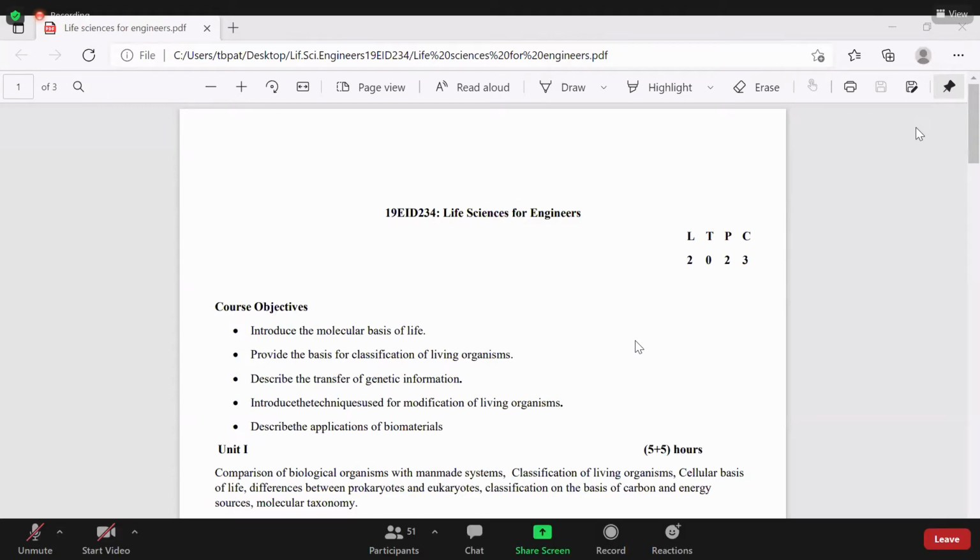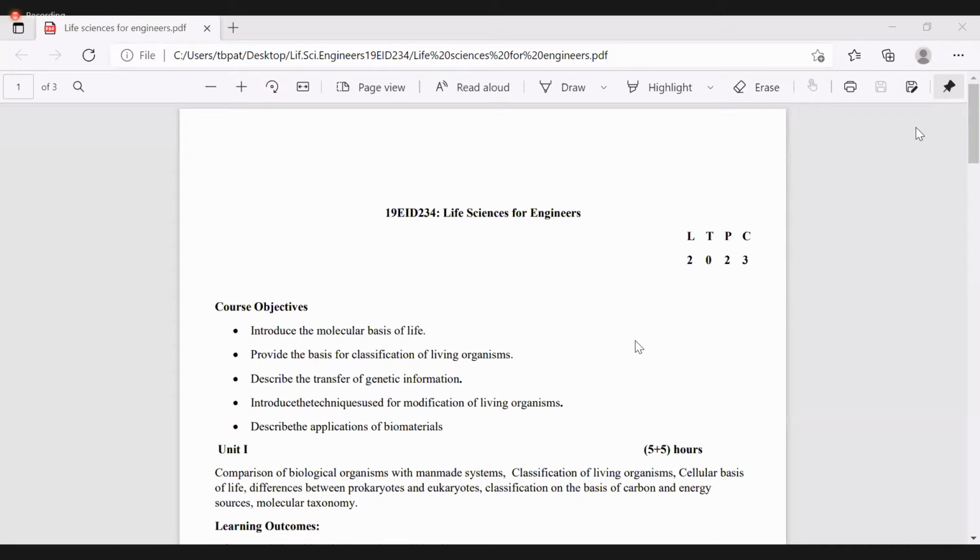Okay. Now in this semester, it's all CSC people, I think. Okay, this is our syllabus. Our paper code is 198234. I will share the syllabus with you in our Moodle. You can identify it. Okay, life science for engineers.